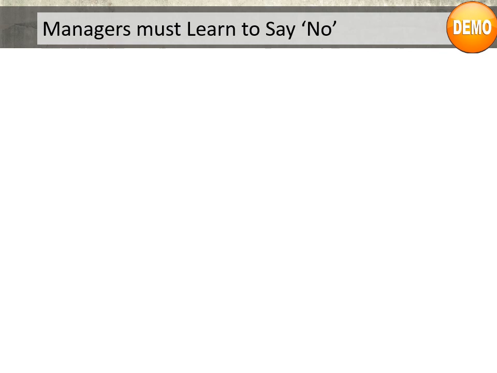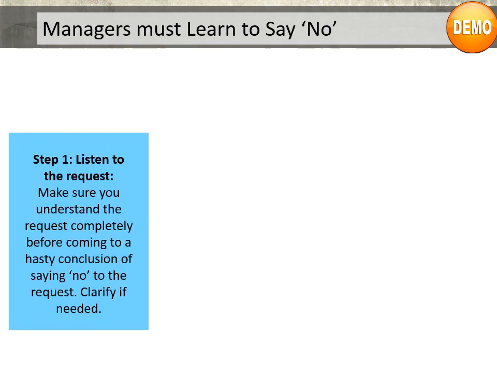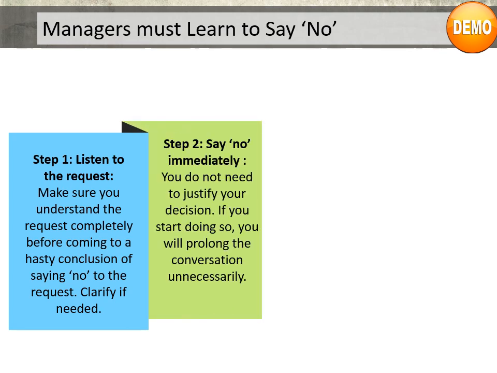Managers must learn to say no. Step 1. Listen to the request. Make sure you understand the request completely before coming to a hasty conclusion of saying no to the request. Clarify if needed. Step 2. Say no immediately. You do not need to justify your decision. If you start doing so, you will prolong the conversation unnecessarily.